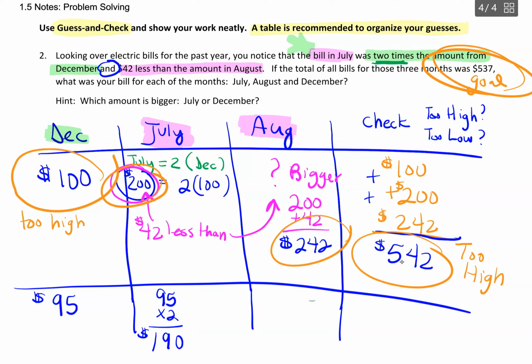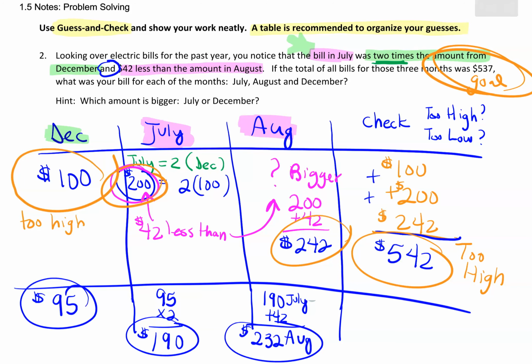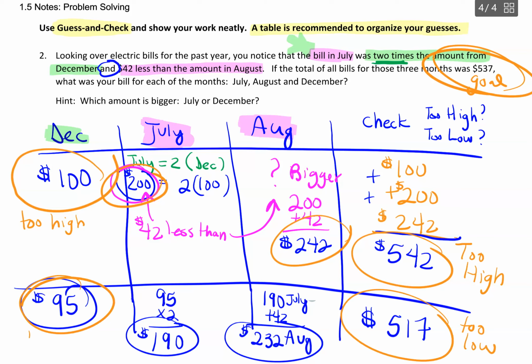Okay. And if July was 42 less than the amount in August, remember August is that bigger number, I need to take the smaller number from July, add $42 to it, and that'll give me the larger amount for August. And when I do that, I get $232, and then I'm going to add up those 3 monthly bills, and I get a total of $517. Oh, that is too low. So that means this guess of $95 was too low.